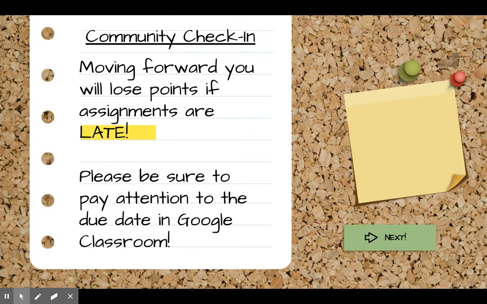So for the first part of our community check-in, moving forward, you will lose points if your assignments are late. As long as you turned in all of your assignments for last week at this point, you will be good. There will be no deductions. However, moving forward, we have to make sure that our assignments get turned in on time. So please be sure to pay attention to the due dates in Google Classroom. Remember, all of your assignments go to your Google Calendar, and they also are posted on Google Classroom.